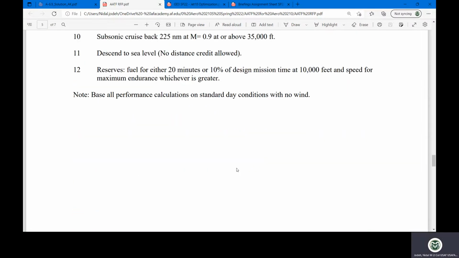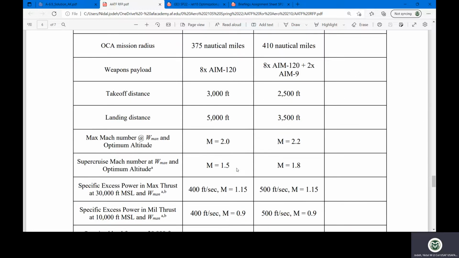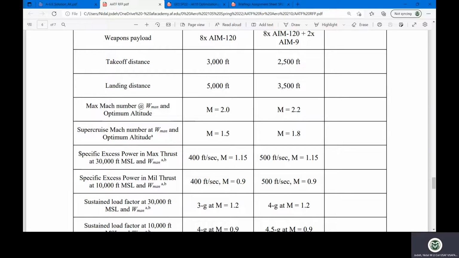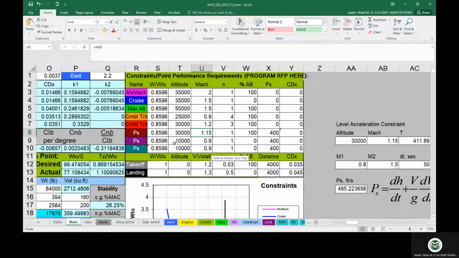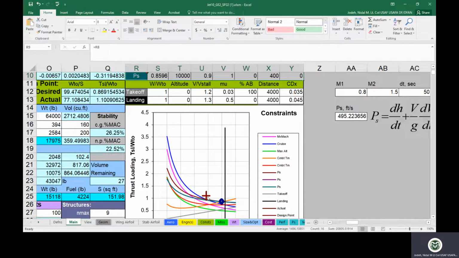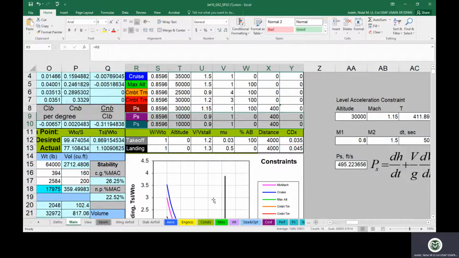Here's your mission analysis and the RFP. I'm going to focus right now on specific excess power and max thrust. If you go to the Ps lines here, you might see them pre-programmed. If they're duplicated, like in lines 9 and 10, that means there are only 2 Ps requirements. These lines are printed on top of each other. The Excel can't distinguish that there are 2 requirements there.